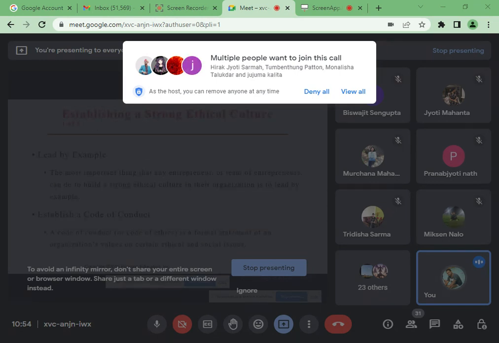So, establishing a strong ethical culture. Lead by example. The most important thing that any entrepreneur or team of entrepreneurs can do to build a strong ethical culture in their organization is to lead by example. So next is to establish a code of conduct. A code of conduct or code of ethics is a formal statement of an organization's values on certain ethical and social issues.